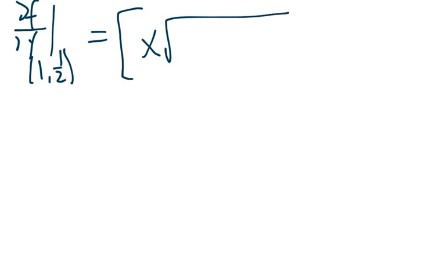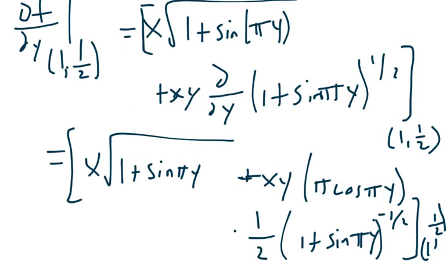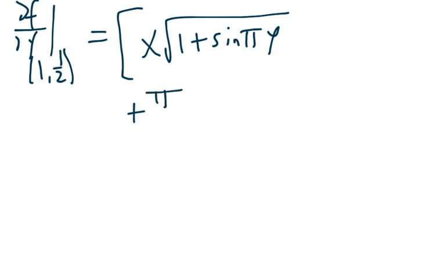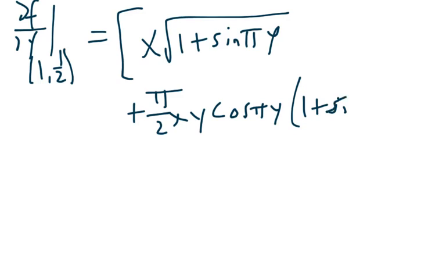We're trying to find df dy at 1 and 1/2. And we just found that to be x square root of 1 plus sine pi y, plus 1/2 xy, or pi over 2 xy, cosine pi y, times 1 plus sine pi y to the minus 1/2, all at 1 and 1/2.